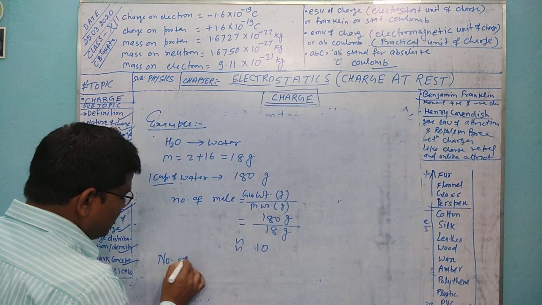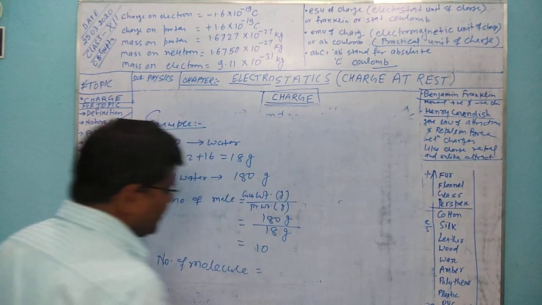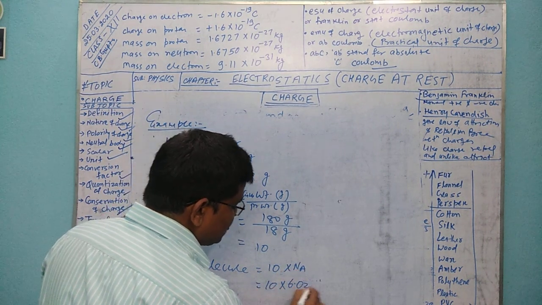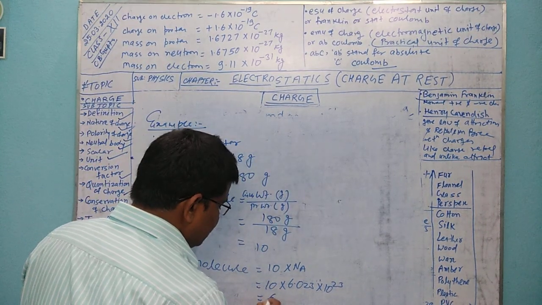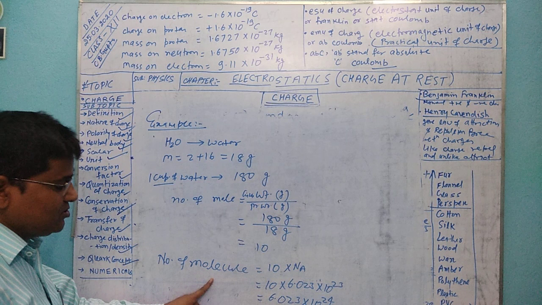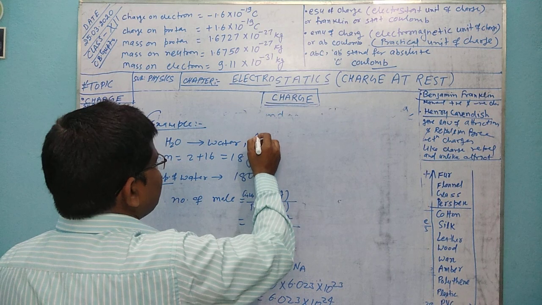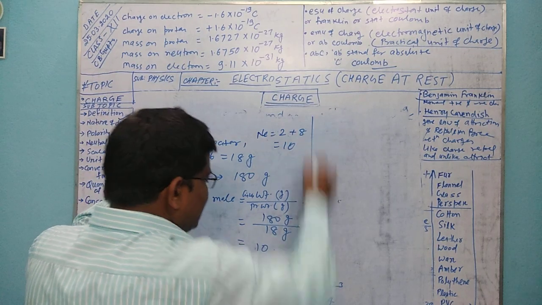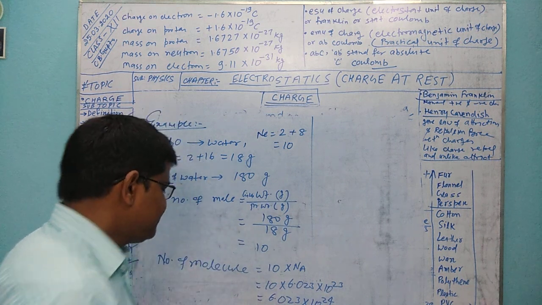Then number of molecules becomes 10 into Avogadro's number. As you know, 6.023 into 10 to the power 23. This is the Avogadro's number. So 6.023 into 10 to the power 24 is the number of molecules. Then in one molecule, the number of electrons is hydrogen 2 plus oxygen 8. It becomes 10. The number of electrons or number of protons, both are 10.